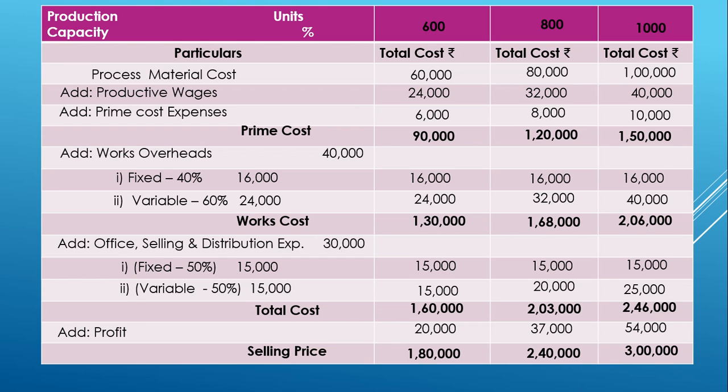And while deducting total cost from selling price, we will get profit. So for 600 capacity level, if we deduct total cost from selling price, we will get 20,000 profit. For 800 it is 37,000, and for 1,000 it will be 54,000. So in this way you can calculate this example on cost sheet basis. You can also add a column of per unit if it is demanded in the example. Otherwise you can keep it with the total cost.